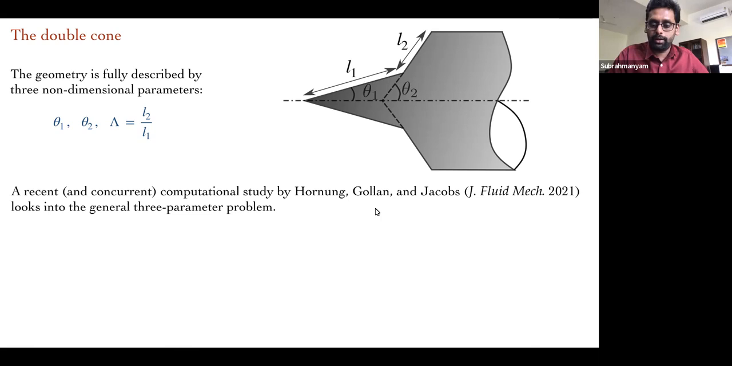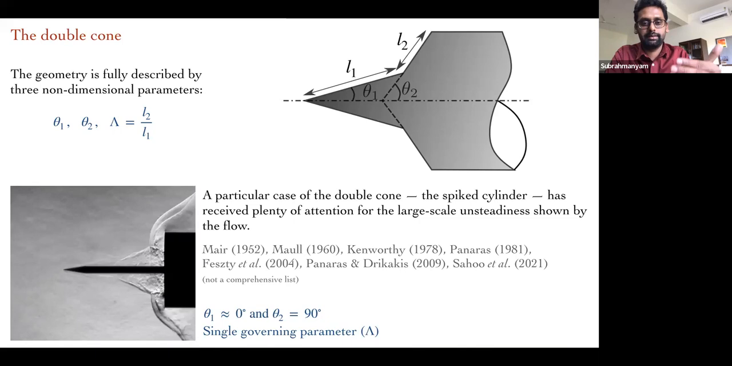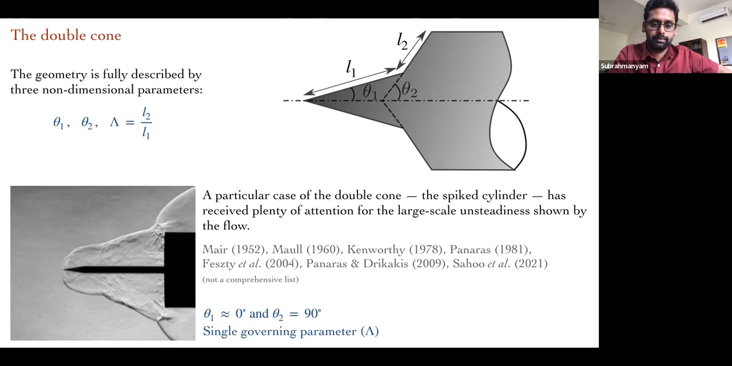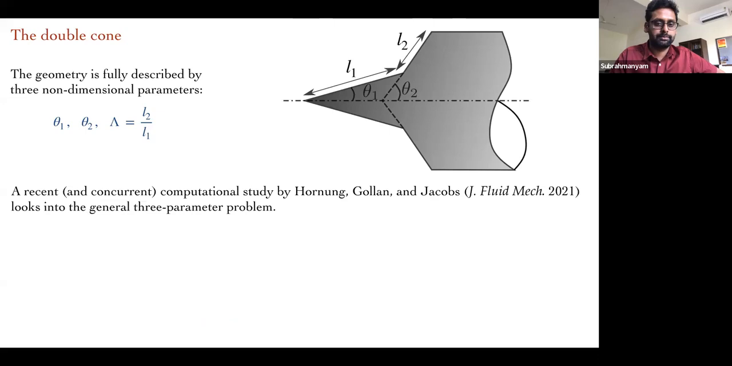So going back here, I was saying that surprisingly, the more general three-parameter problem in this regime of large-scale unsteadiness has received very little attention in comparison to the spike cylinder problem. Perhaps the only exception to that statement is this recent study by Hans Hornung, along with his collaborators at University of Queensland, Rowan Golan and Peter Jacobs.